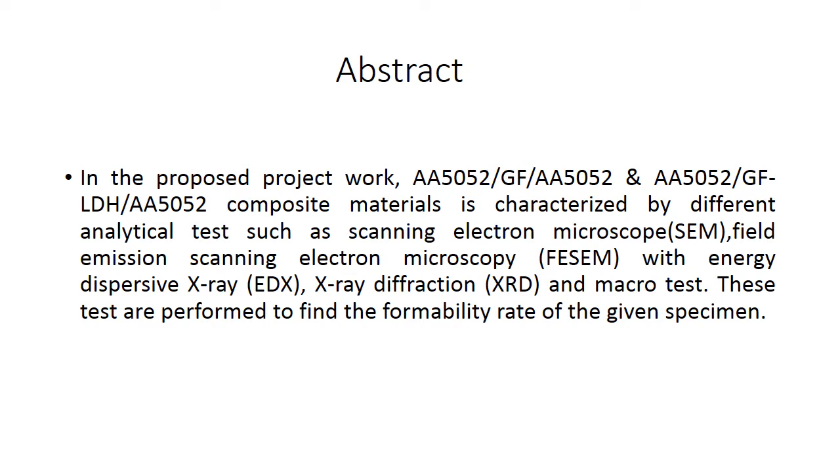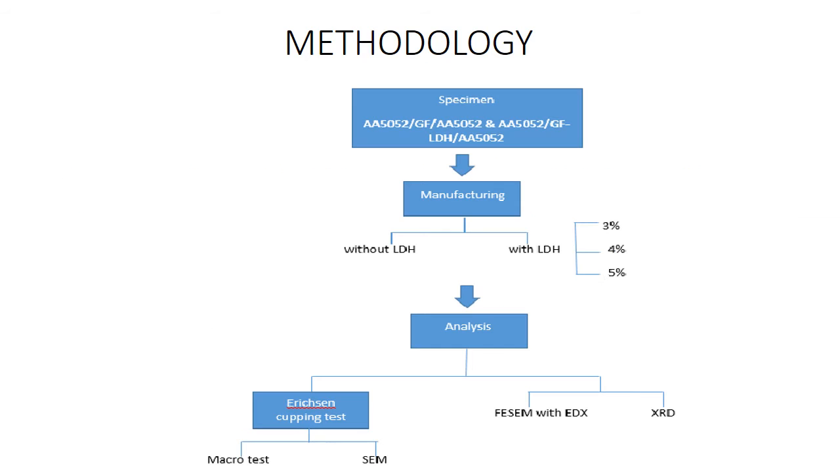My abstract is such that in the proposed project work, aluminum alloy 5052 glass fiber, aluminum alloy 5052 and aluminum alloy 5052 glass fiber LDH, aluminum alloy 5052 composite material is characterized by different analytical tests such as scanning electron microscope, field emission scanning electron microscopy with energy dispersive X-ray, X-ray diffraction and macro tests. These tests are performed to find the formability rate of the given specimen.